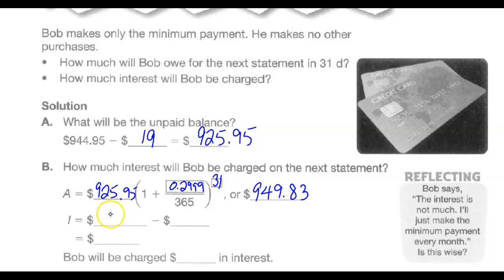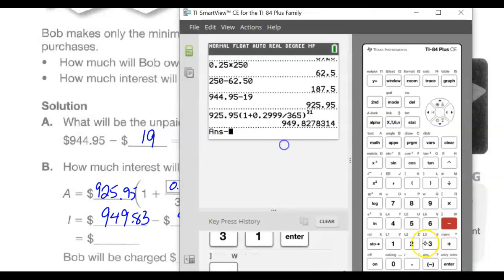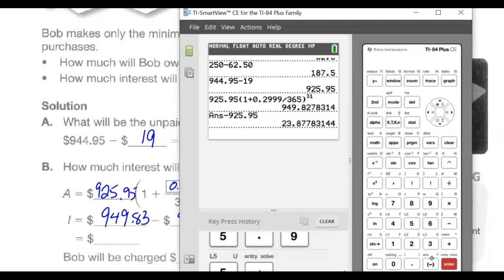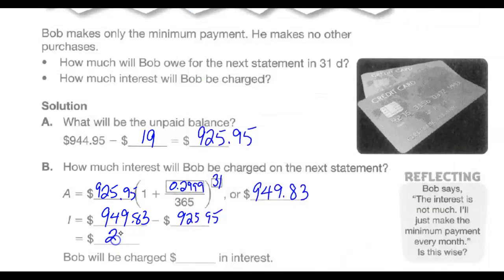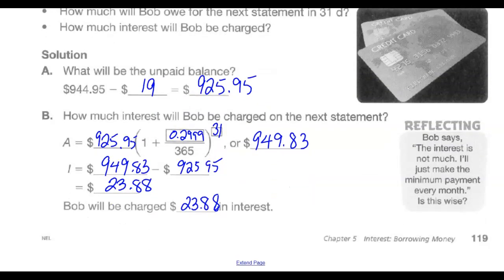$949.83. So now we subtract to figure out how much interest. So we can just take that and subtract $925.95, and that's $23.88. Okay, so not a lot of interest, but that's just for 1 month, right?